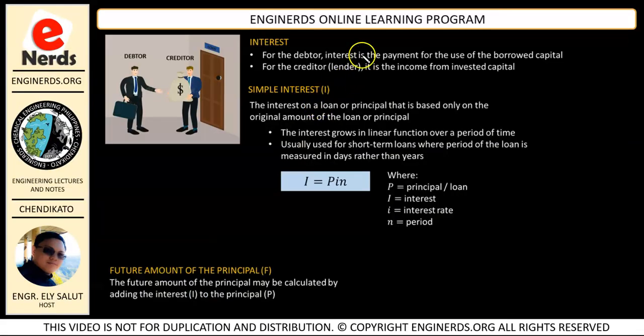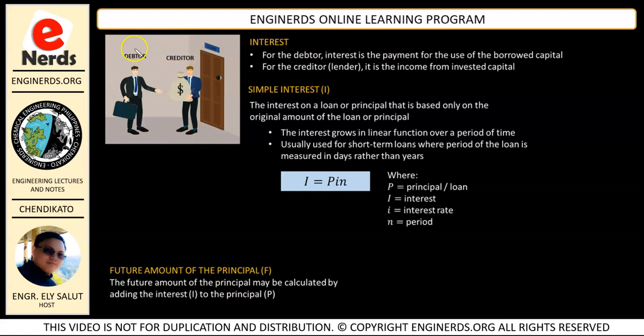Alright, so now we will talk about simple interest, which is still a part of our engineering economy course. So first, alamin muna natin kung ano ba itong tinatawag nating interest. Have a look at this picture right here. We have a debtor and the creditor. Yung debtor, yan yung nangungutang, at ito namang creditor ang nagpapautang.